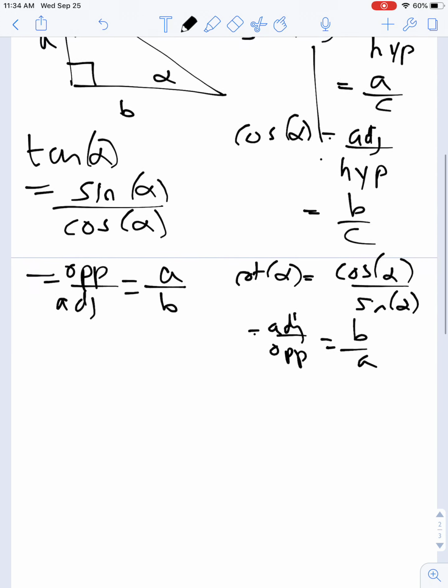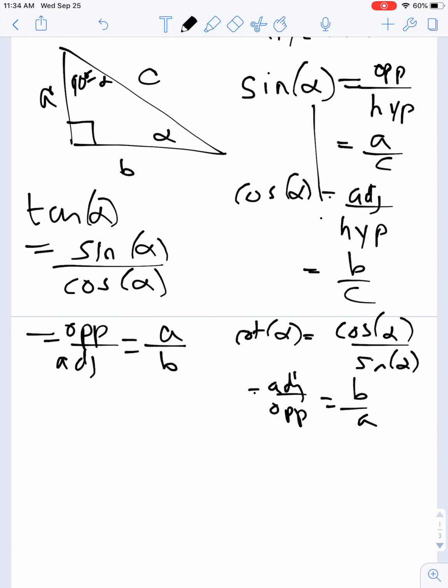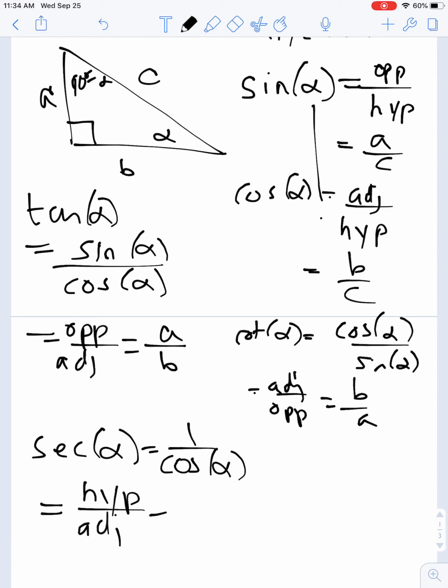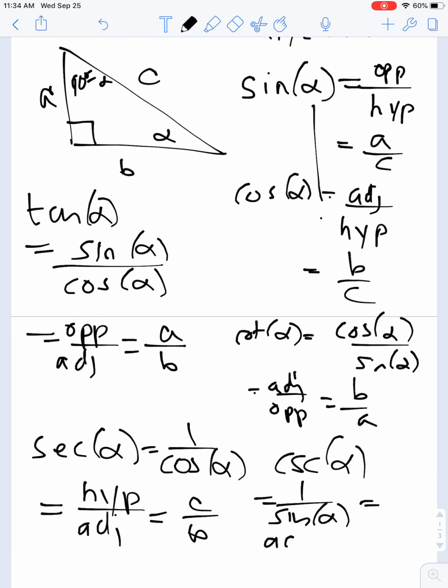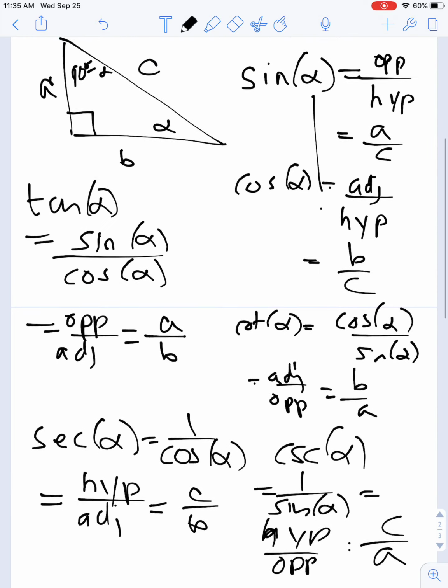And then the last two that we have, and let me see if I can keep that triangle there, we've got secant of alpha, which is 1 over the cosine of alpha, and that's equal to, we're flipping cosine, so it'll be hypotenuse over the adjacent, or C over B, in our triangle above. And then finally we have cosecant of alpha, which is 1 over sine alpha, or hypotenuse over opposite, or in the case of this triangle, C over A. So that's our 6 identities.